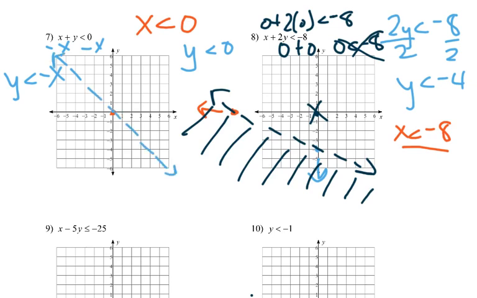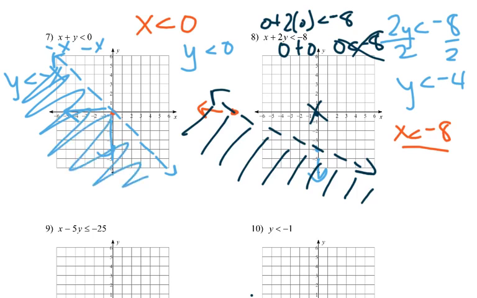But I can still use the idea of shading. X was less than 0, so I'd shade that way. Y was less than 0, shade that way. There's my shading. Again, I can't use the point 0, 0 because it's on the line and I already know the line isn't a possibility.